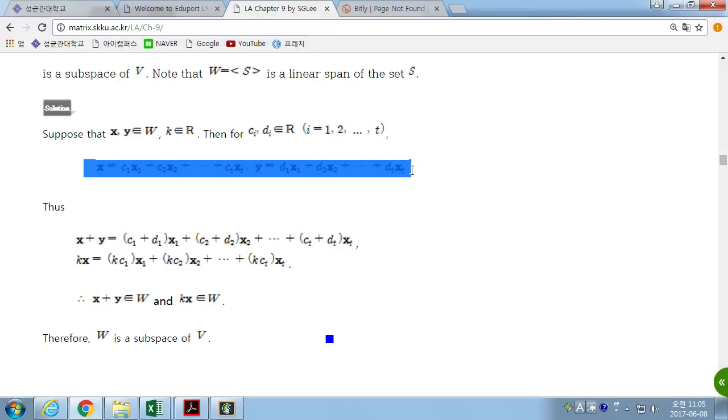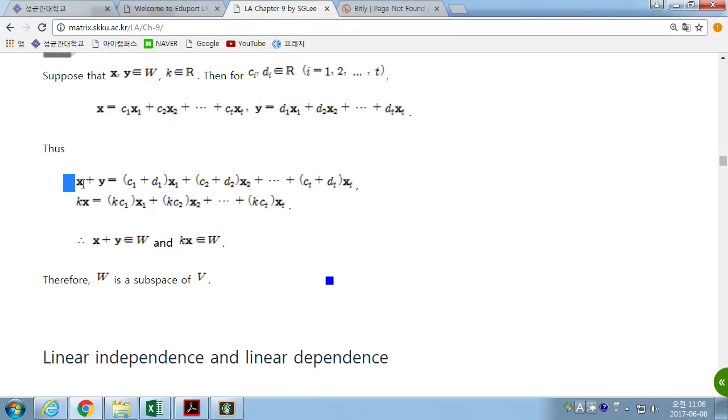Then X and Y can be written as linear combinations of these T vectors. Then the vector addition of these two vectors is also a linear combination of these vectors, so it's in W. And Kx can be written as this, so this is also a linear combination of the T vectors, so it is in W. So X plus Y is in W, Kx is in W. By the two-step subspace test, W is a subspace of V. Done.